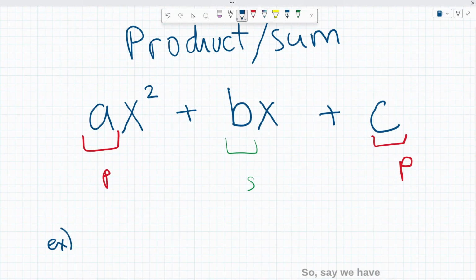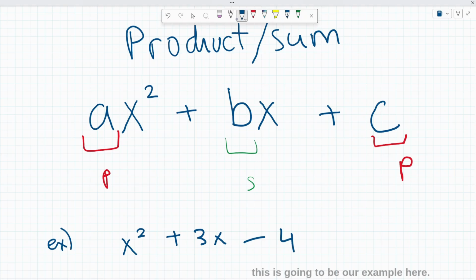So say we have x squared plus 3x minus 4. So this is going to be our example here. We're going to look at an easier case first, but stick around because I'm going to show you a more difficult case afterwards. So for this first case, we see that our leading coefficient equals 1. So we have just a 1 in front of our x over there, nothing else going on.